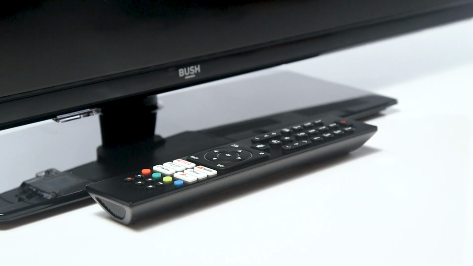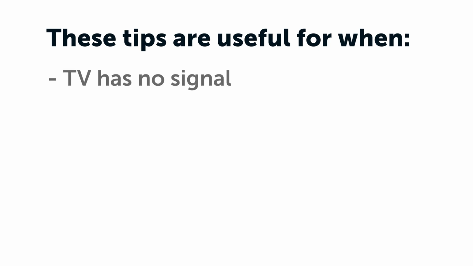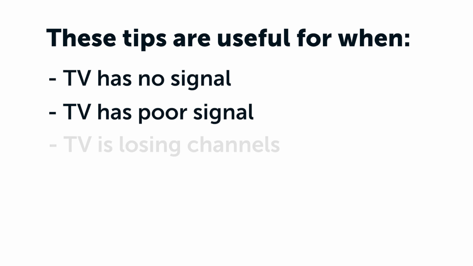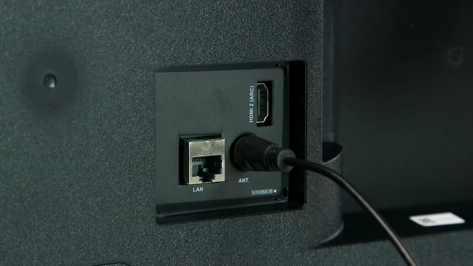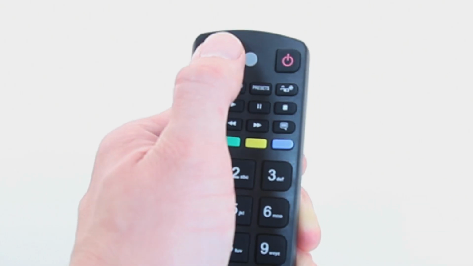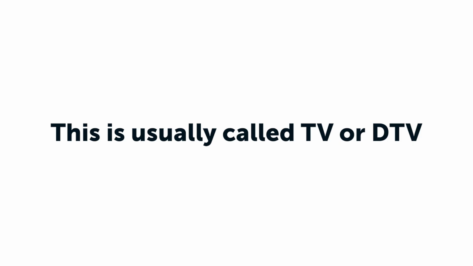These tips are useful for scenarios where your TV has no signal, poor signal, or is losing channels. Firstly, check the aerial is secure in the aerial port. You may need to push firmly for it to connect. Then, change the input source on the TV to the correct source. This is usually called TV or DTV.